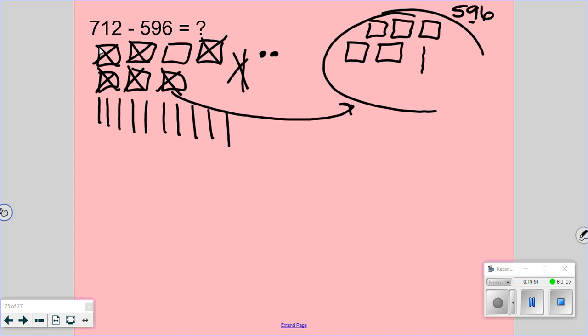Now, Paxton, I already have 110. How many more do I need over there? 8. Cross them out. 1, 2, 3, 4, 5, 6, 7, 8. Well, we already took 1 away. We already moved the 10 that we had. So we only have to take 8.